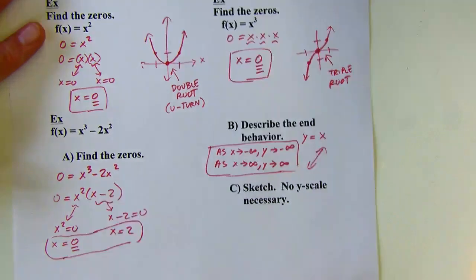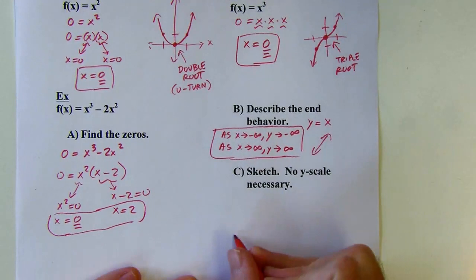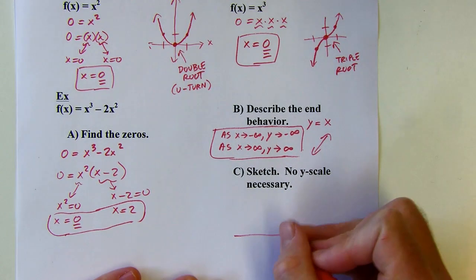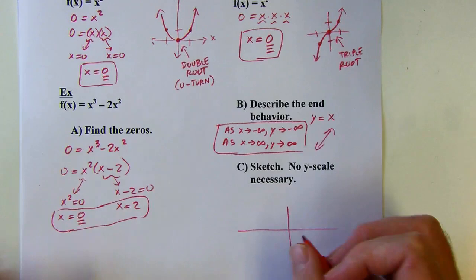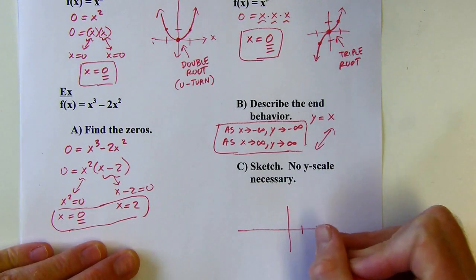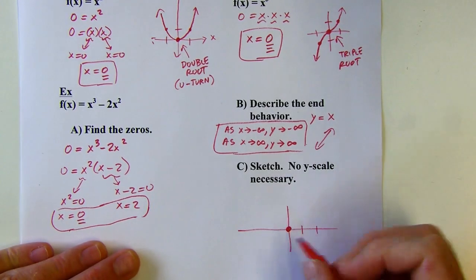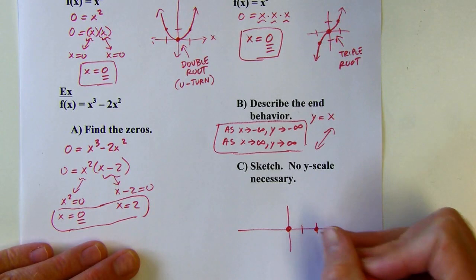Okay, and now let's try making a sketch here. So, not worrying about the y-axis so much. I want to make sure I have room on the x-axis for these. So if I go 2 units out, that's all I need. Okay, got an x-intercept at 0 and another one at 2.